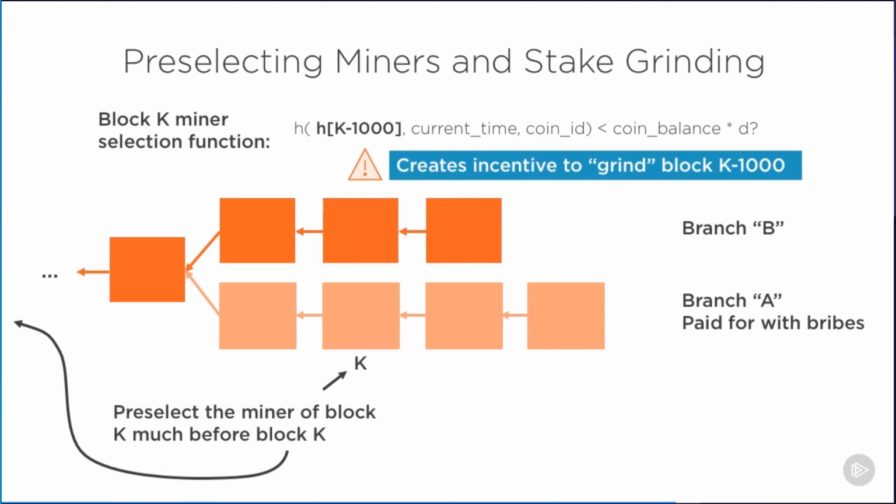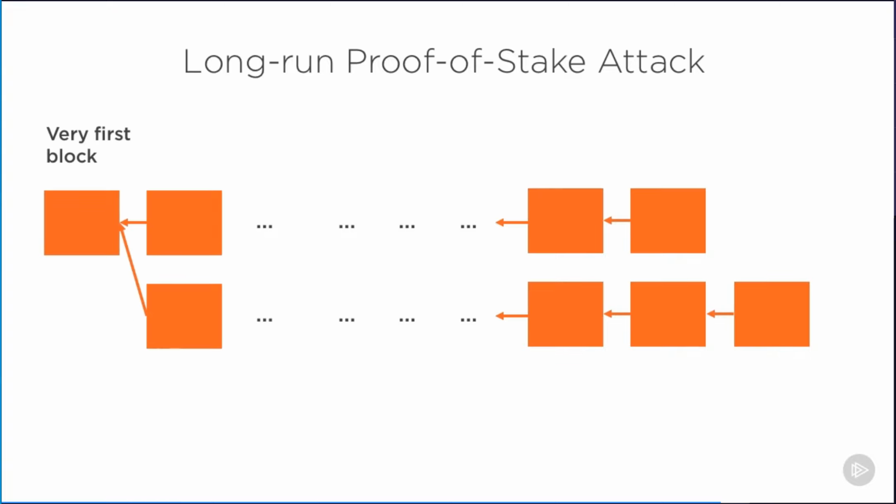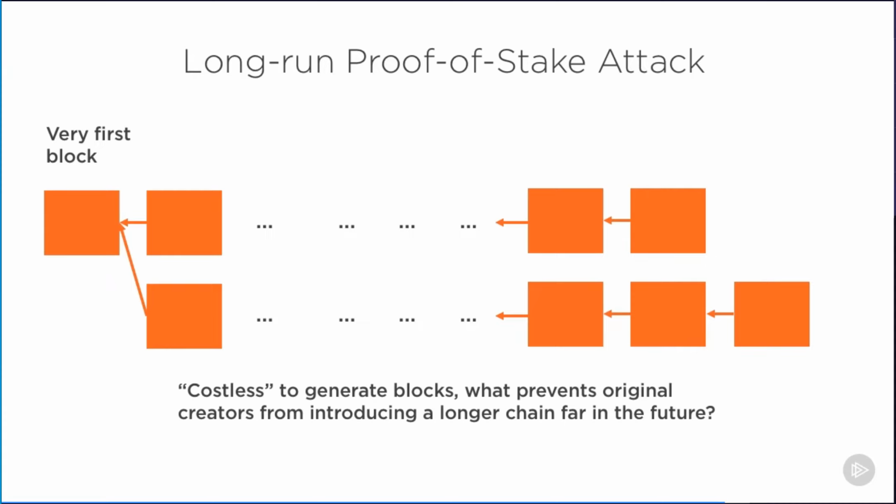So far, we've been looking at the problems proof of stake faces in short time frames, preventing double spend attacks and ensuring everyone actually converges on one branch. But the costless nature of creating blocks also introduces some longer time frame existential questions about proof of stake. Since it's easy to compute different chains, what is to stop the original key holders of the first coins from creating an alternate chain that is longer than the real one?